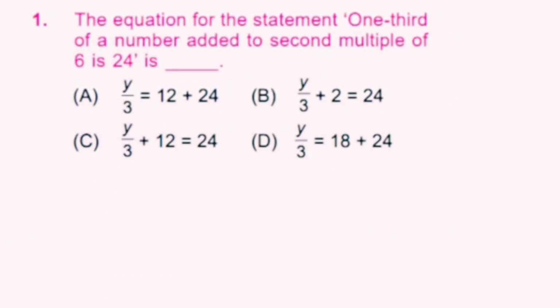Let's start with question number 1. The equation for the statement 1/3 of a number added to the second multiple of 6 is 24 is dash. Here the number is taken as y.